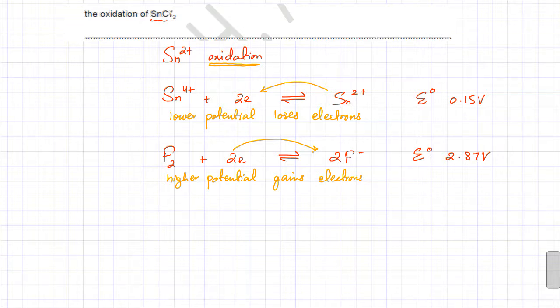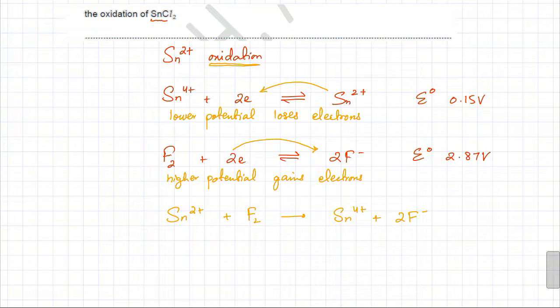The overall equation: I'm going to collect all the reactants. In the first equation, Sn2+ is the reactant. In the second equation, fluorine F2 is the reactant. My products in the half equations are Sn4+ in the first and 2F minus in the second. So this is an ionic equation for the oxidation of Sn2+, where Sn2+ gets oxidized to Sn4+.